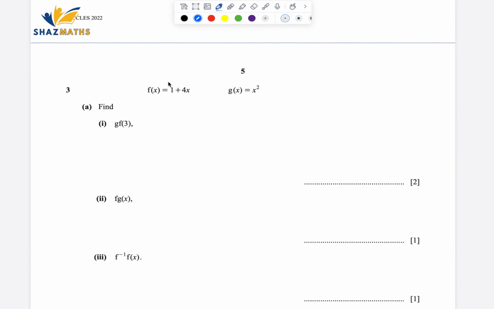Question number 3 is from functions. So the topics that you have to revise from functions, I'm just gonna quickly list them out. It is composite functions, and finding inverse of a function.